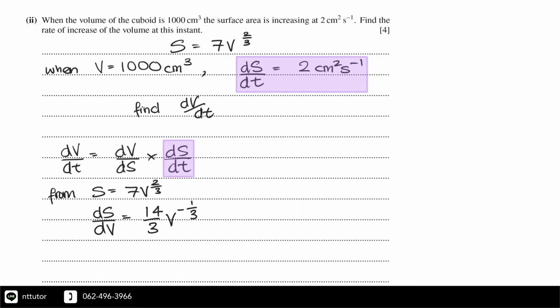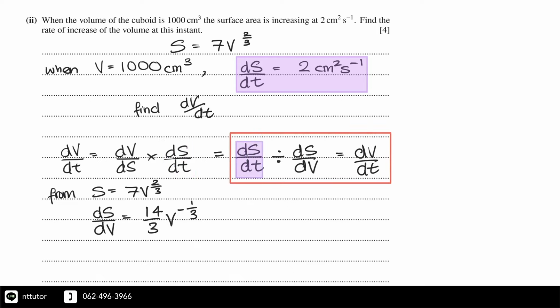Since we don't have dV over dS, but we have dS over dV, we can also think about dV over dt another way. Instead of dV over dS multiplied by dS over dt, we can also rewrite it as dS over dt divided by dS over dV, because when you divide something, you're just multiplying it by the reciprocal. So since we have dS over dV, we're going to do dS over dt divided by dS over dV instead.